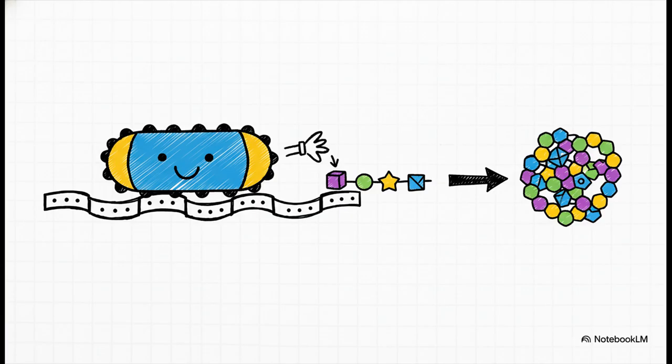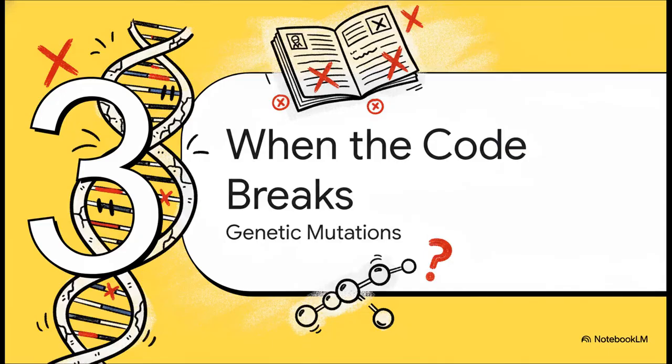The bottom line is this. The DNA sequence dictates the amino acid sequence, and that sequence dictates the protein's final shape and its job. Now, that's what happens when everything goes perfectly. But what about when there's a mistake in that original DNA blueprint? Well, these mistakes are what we call genetic mutations. Just think of them as typos in the instruction manual.